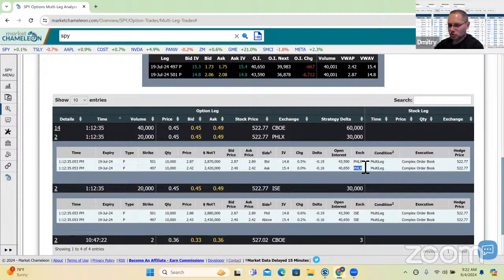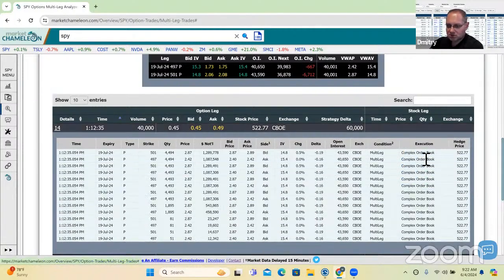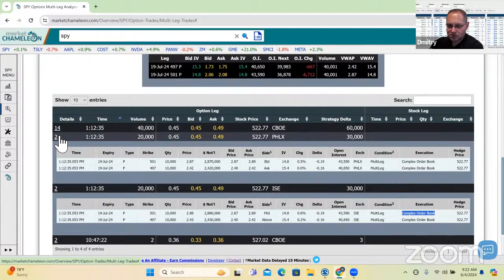It doesn't look like a floor trade to me, so it looks like these got executed electronically on the complex order book. Let me just take a look at this one. Same thing here. That's how it got executed. So let me just close this up. There's too many open.